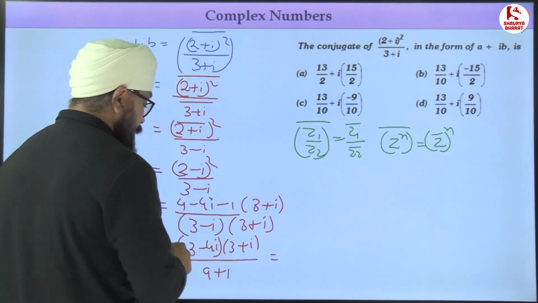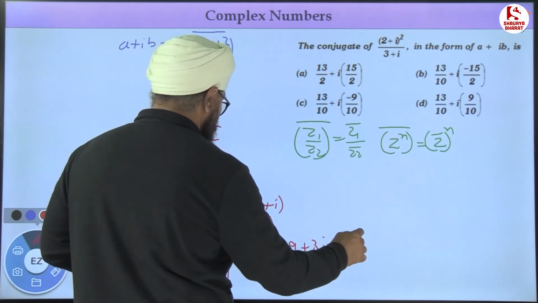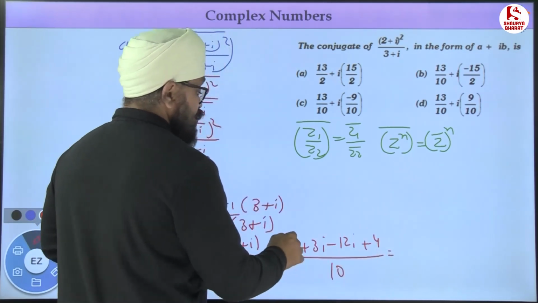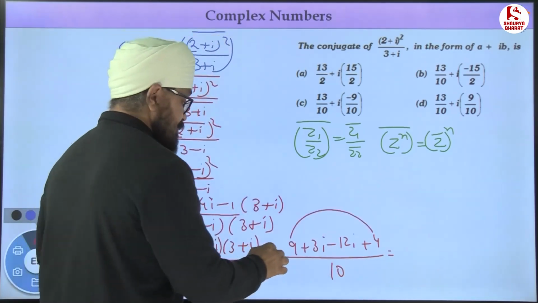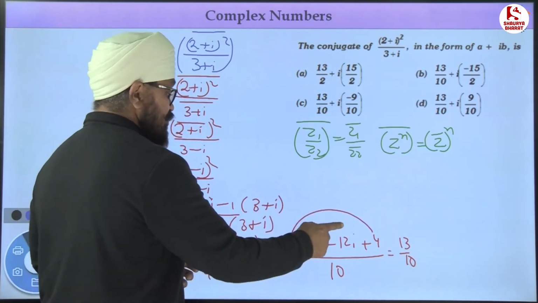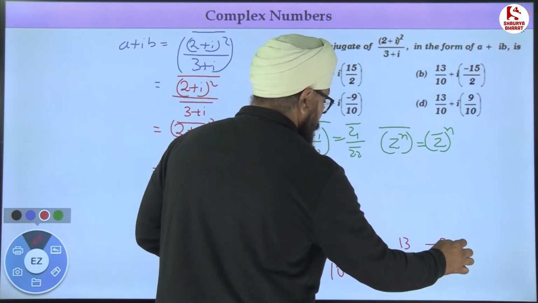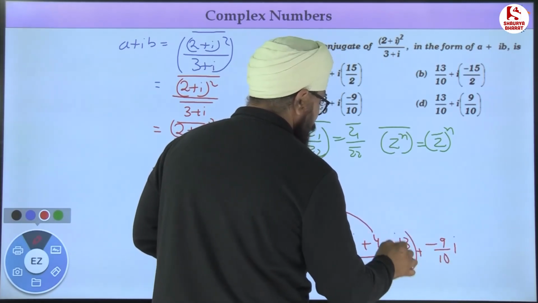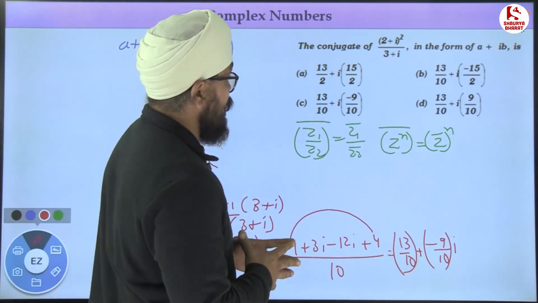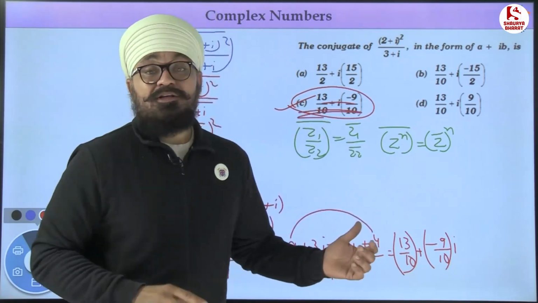Clear? So, multiply the numerator. This is 9 plus 3 iota minus 12 iota, then this becomes plus 4, whole divided by 10. So, dear student, when you add the real parts, this is 13, and when you take the imaginary parts, 3 minus 12. So, 3 minus 12 is minus 9 divided by 10 iota. So, you could see that the real part and imaginary part are separate, and the answer here is option C. So, C is the correct answer for this particular question.